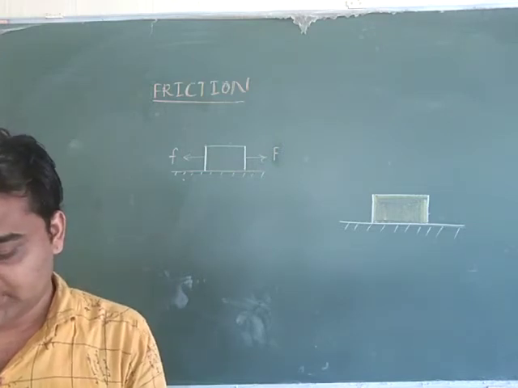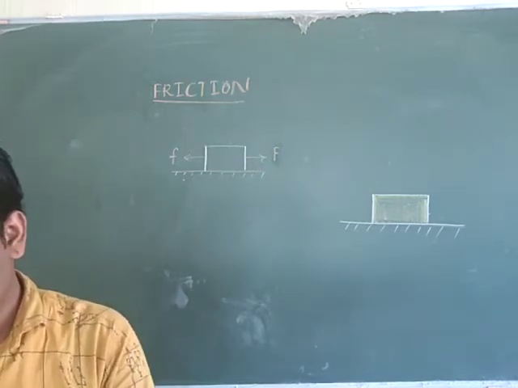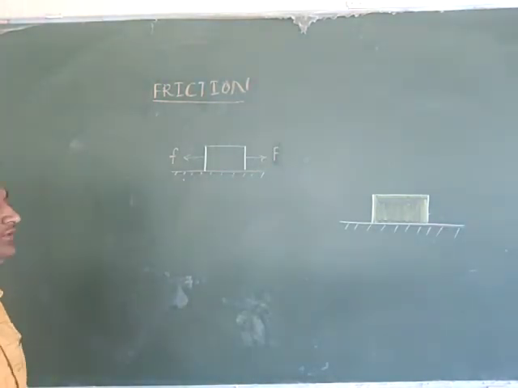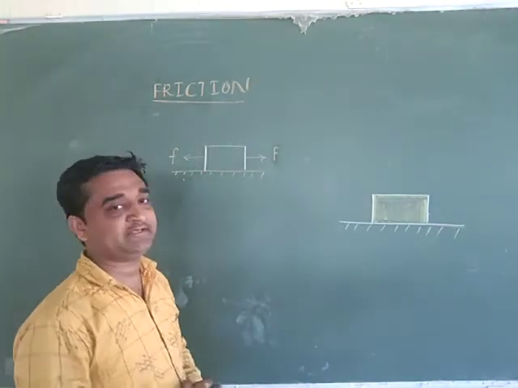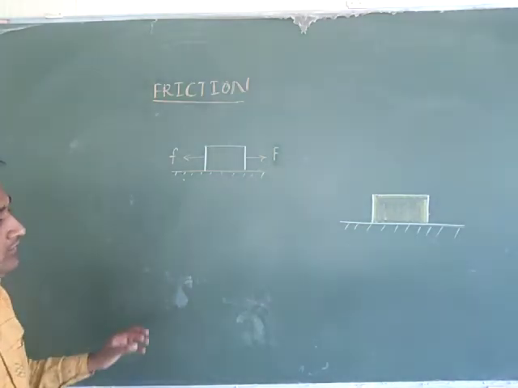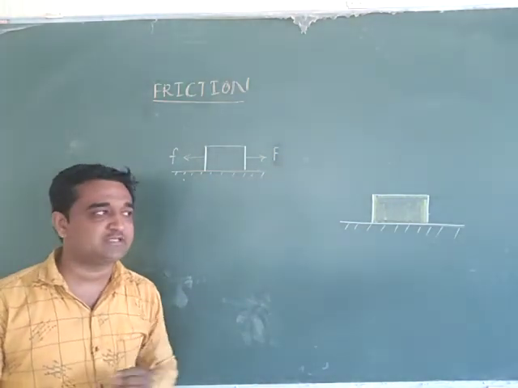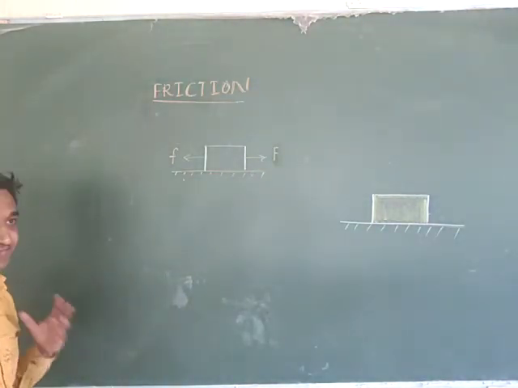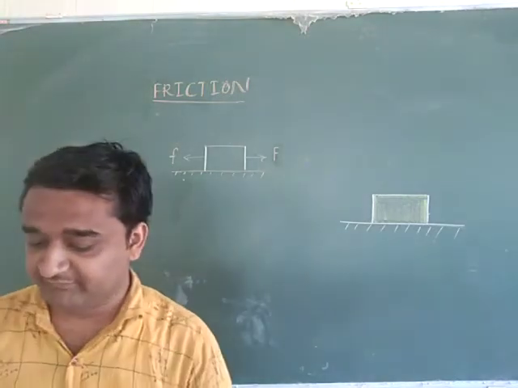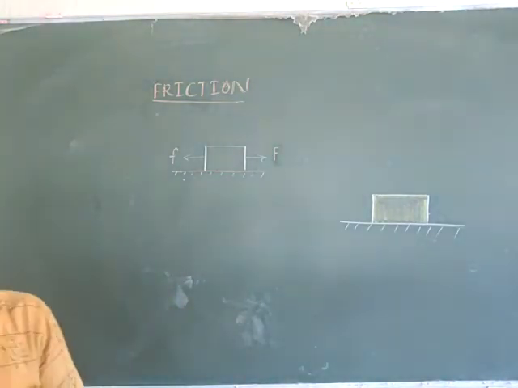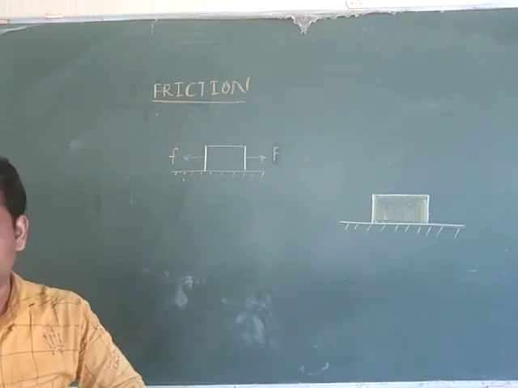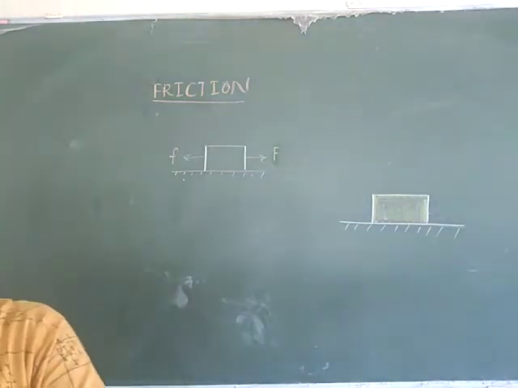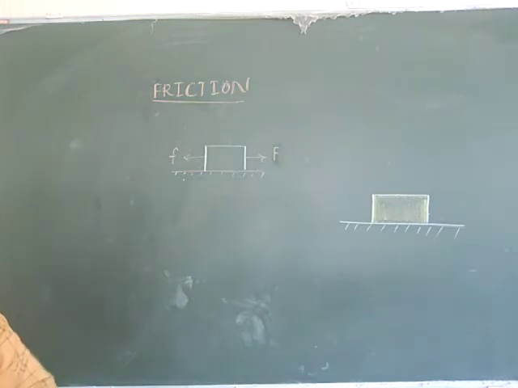In the previous class, we discussed the contact and non-contact forces and the difference between them. So in this video class, I am going to explain in detail about the contact force, that is friction. So what is meant by friction? It is the property of a body by virtue of which two surfaces in contact oppose the relative motion of the surfaces, right?